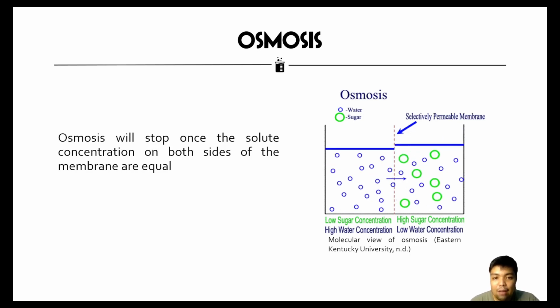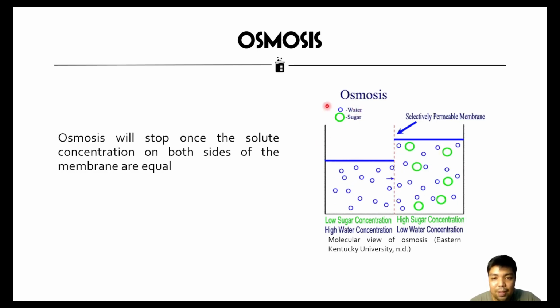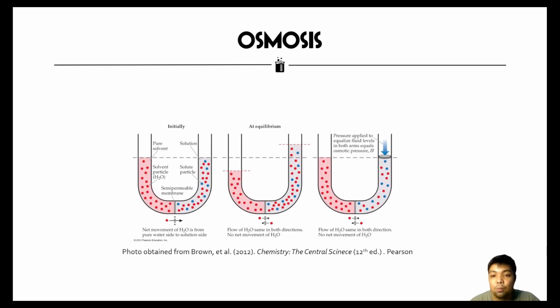So let's have another osmosis experiment similar to this one, but instead of a beaker, let's place it in a U-shaped glass tube. The same with this one: the left side is a lower concentration of solute, and the right side has the higher concentration of solute. By virtue of osmosis, the movement of your solvent molecules or water molecules will be from the left side to the right side.